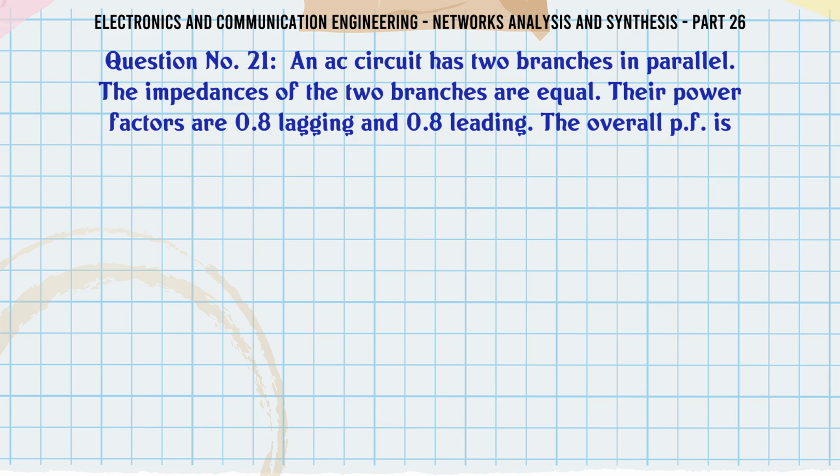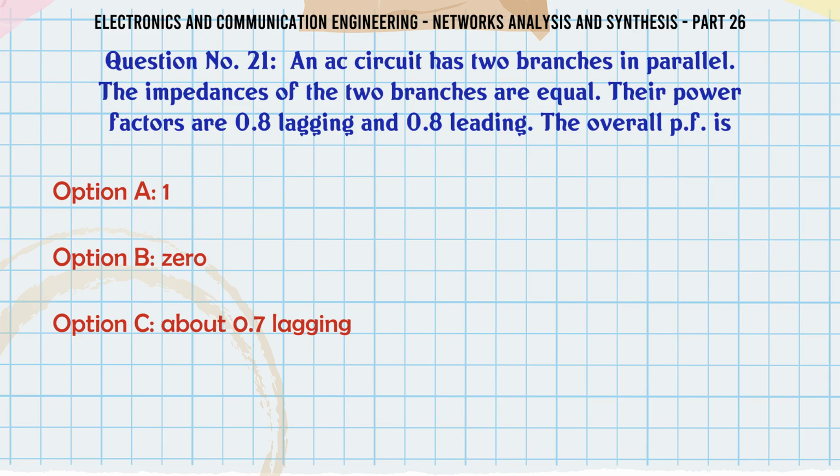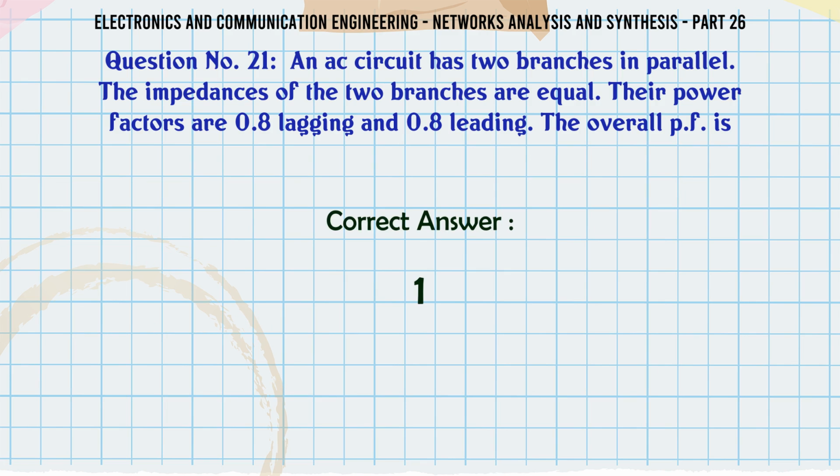An AC circuit has two branches in parallel. The impedances of the two branches are equal. Their power factors are 0.8 lagging and 0.8 leading. The overall PF is A, 1; B, 0; C, about 0.7 lagging; D, about 0.7 leading. The correct answer is 1.